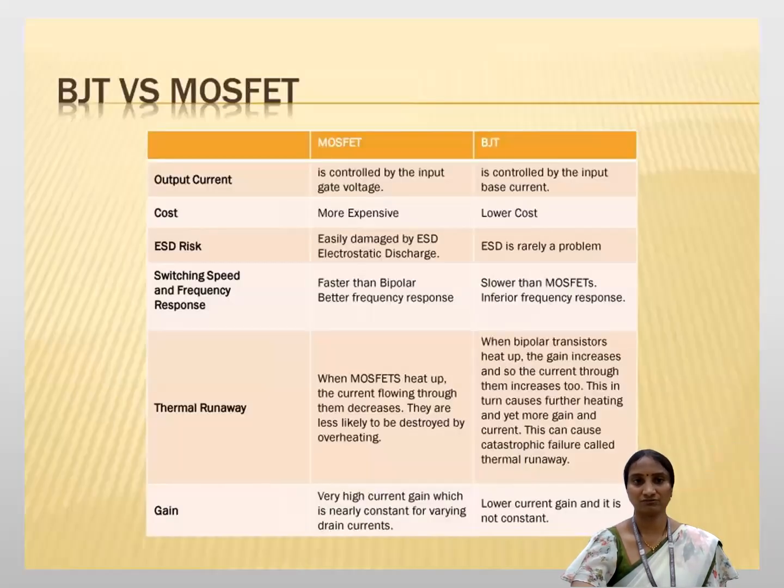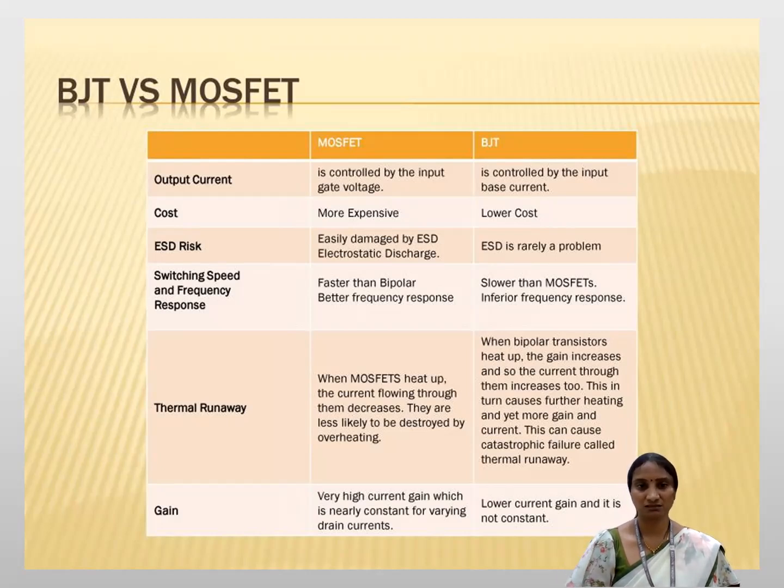Here are some of the differences between MOSFET and the BJT. As I just told you, the output current is controlled by the input gate voltage, whereas in BJT, the collector current is controlled by the input base current. The MOSFET is somewhat expensive compared to the BJT. The switching speed and the frequency response of the MOSFET are somewhat better compared to the BJT.